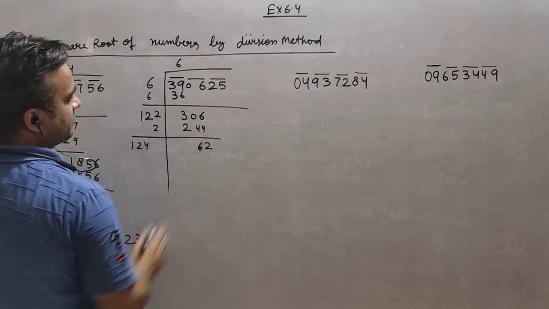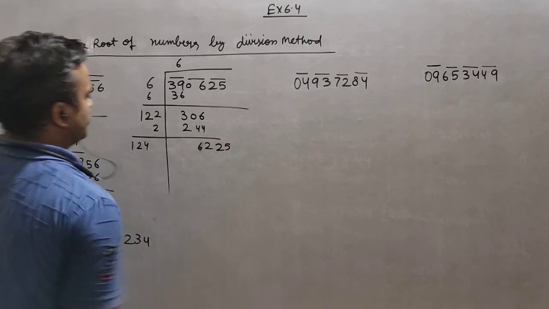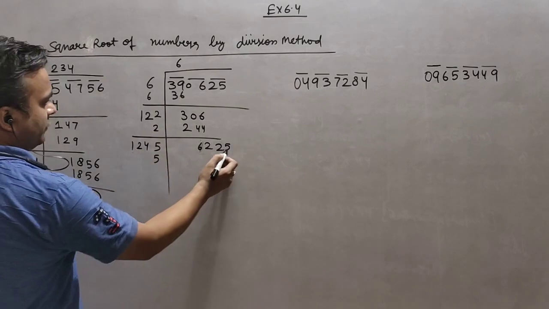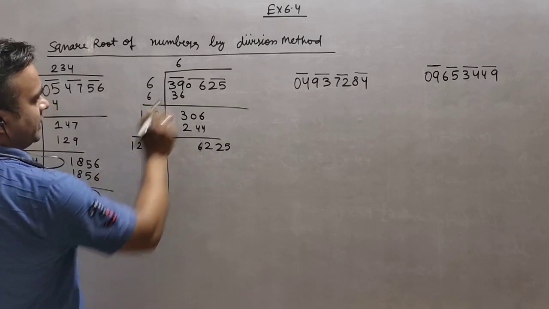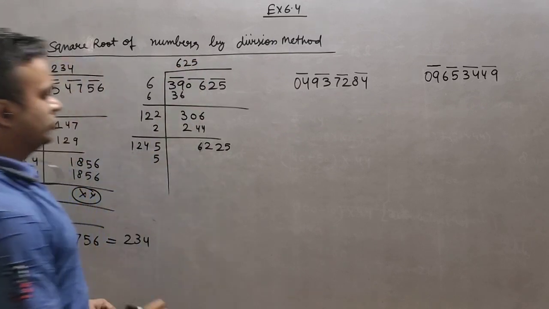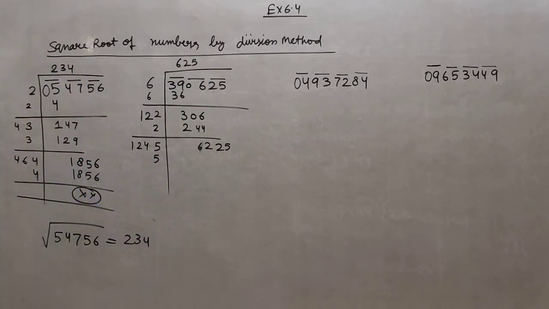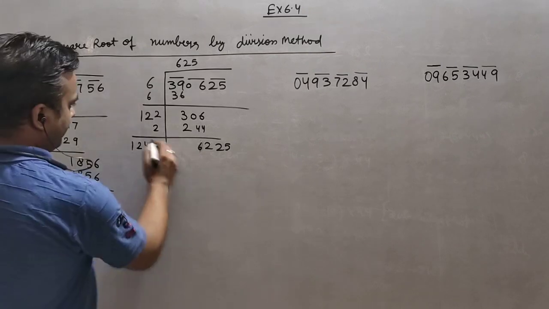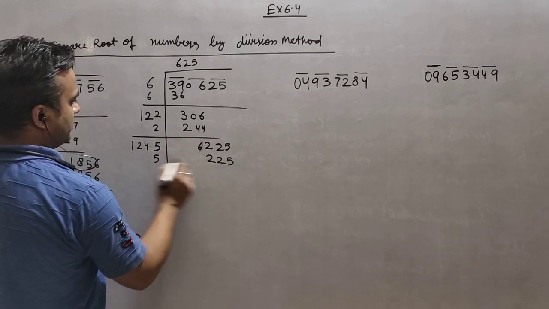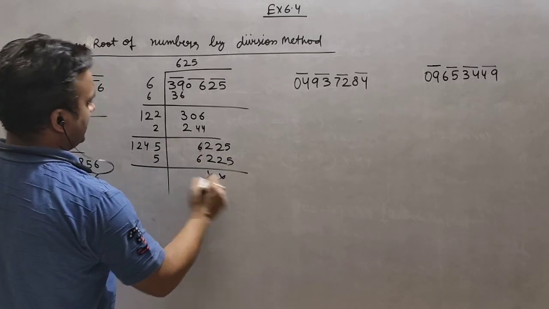Sorry, 6. And what is the next? This one, right? Suppose we are putting, if you want 5, then we should put here 5. This is not always true that you will get the same number here. We are assuming, are we getting the same number or not? So 5 5s are 25, 25 minus 22 is 2, 2 and 6. It means it is correct.